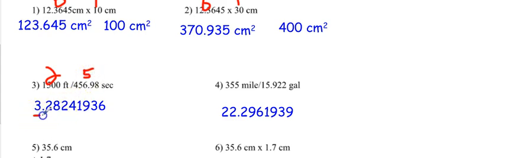So I need to go 1, 2. So I need to go to where this 2 right here is, and that's in the, what, the 10th spot. So do I need to round up? Yes, I do. So you end up with 3.3 feet per second.